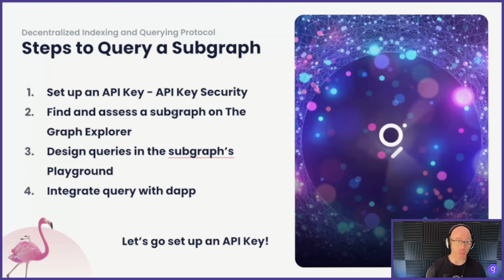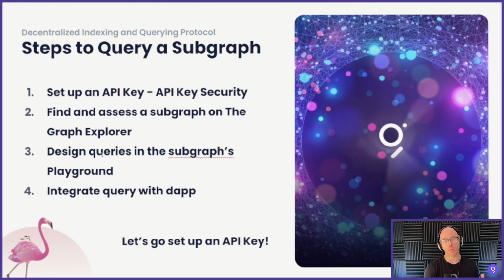Let's get into this. So steps to querying a subgraph. Really, these are the 4 steps that are needed to query a subgraph that's on the graph network. First things first, we're going to set up an API key, and we're going to go over a few things about the API key, specifically API key security, making sure that API key is secure. Then after that, we'll go find and assess a subgraph on the Graph Explorer, which is on the graph network. We'll see what that subgraph is like. We'll see the data inside and see how that subgraph is organized from the database.